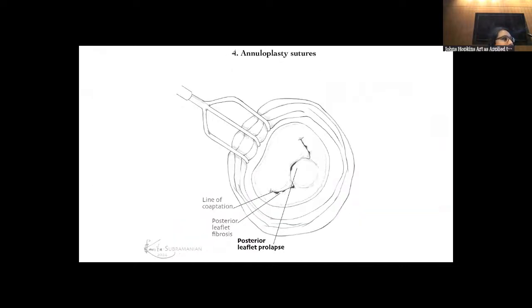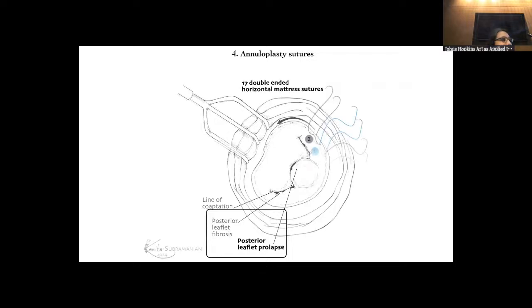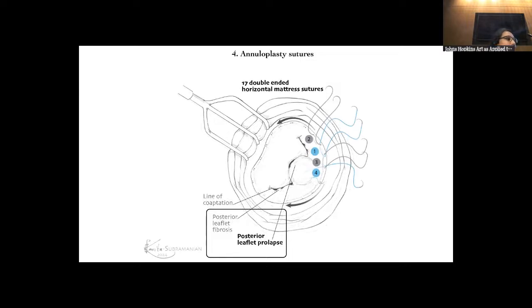In this image, the atrial walls are retracted to show the posterior leaflet prolapse and the thickening of the leaflet that caused the regurgitation. Around 17 annuloplasty sutures are placed in preparation for the annular ring to reinforce the fibrous frame of the valves, and they begin as shown. The needles are left attached.